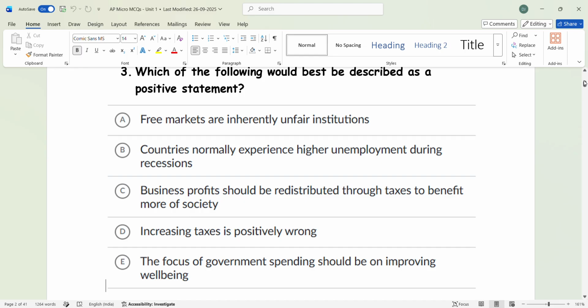Business profits should be redistributed. This is again an opinion, right? Increasing taxes is positively wrong. Again, an opinion-based statement. The focus of government should be on improving well-being. Again, an opinion statement. So all the rest are basically normative statements rather than positive statements. The only positive statement among these is: countries normally experience higher unemployment during recession. Now, this is a fact, right? It can be tested. So that's why this becomes your answer, the positive statement among these 5 options.